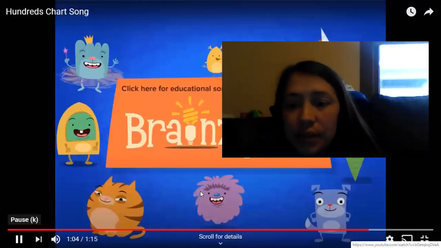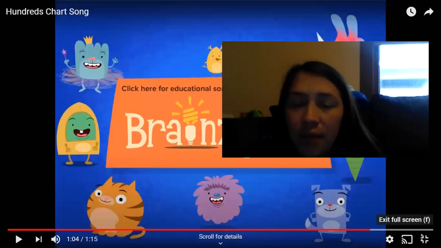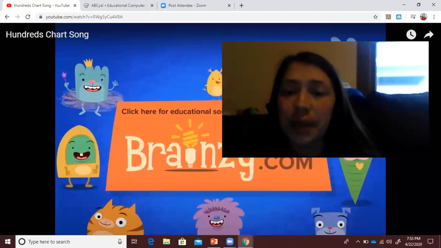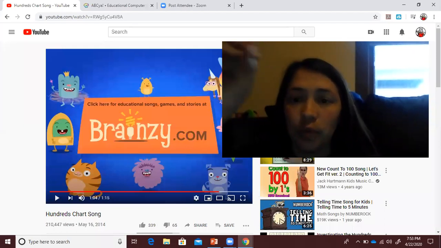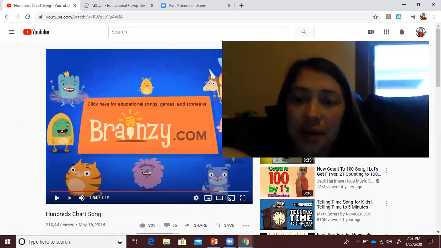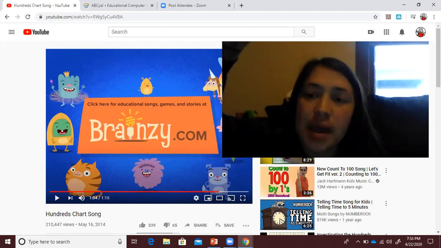So we can see that if we would like to use the hundreds chart, there's a way to find 10 more and 10 less by either moving up a row or down a row. Up a row, moving backwards for less, down a row for 10 more.